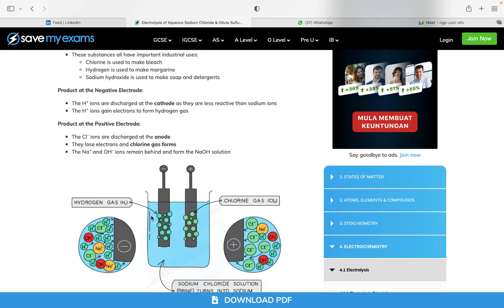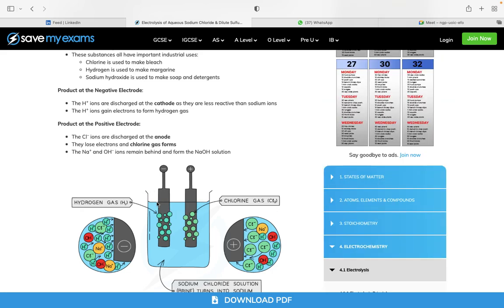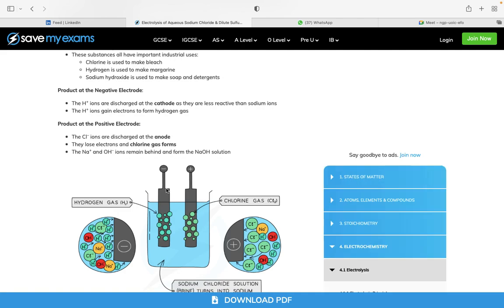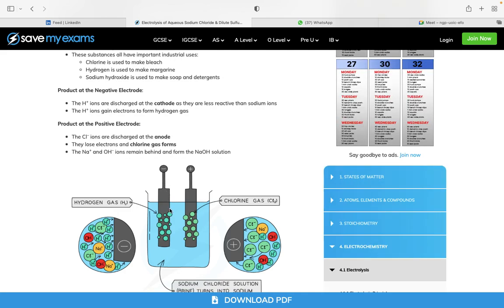So the equation at the cathode is hydrogen ion, H+, plus 2 electrons. You put 2 at the back of H, so 2H+ plus 2e- gives H2, hydrogen gas. When hydrogen ions gain electrons, they become hydrogen gas. That's how the hydrogen gas is produced here, and it bubbles, so it can be collected through this place. The hydrogen ions at the cathode gain electrons and become hydrogen gas.